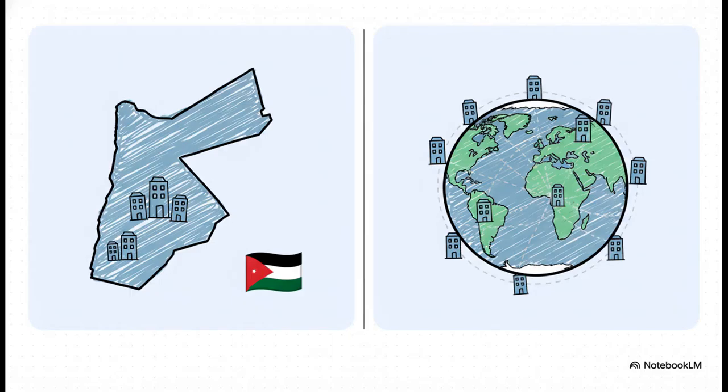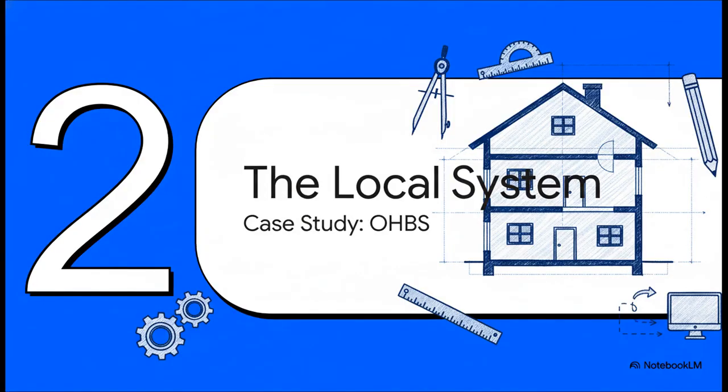Okay, so let's meet our two players. On one side, we have the OHBS, built just for hotels inside Jordan. Think of it as a local boutique shop. And on the other side, we have the GOHBS, a massive global platform that has to work for anyone, anywhere. Same basic function, but you can already see the scopes are just worlds apart. Let's start with the smaller one, the OHBS.